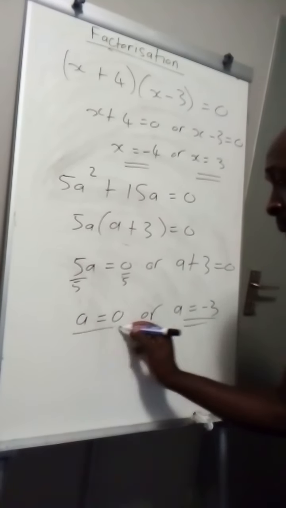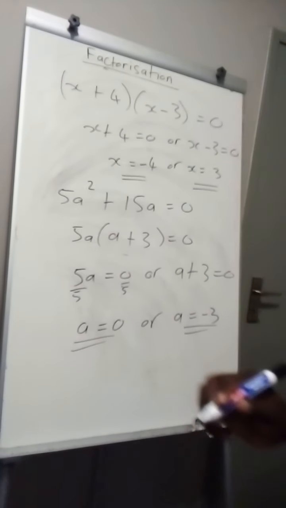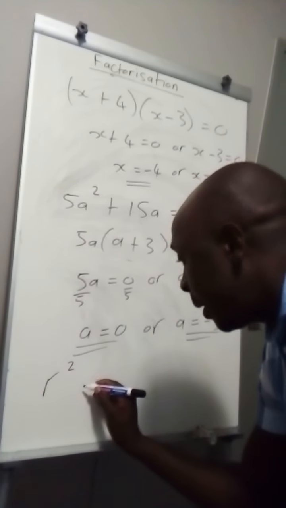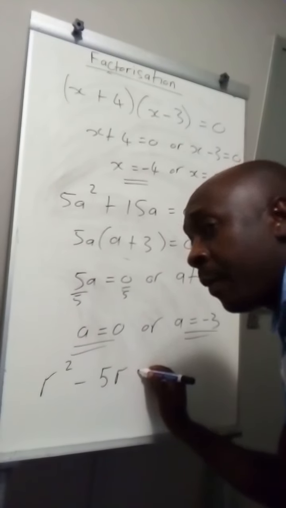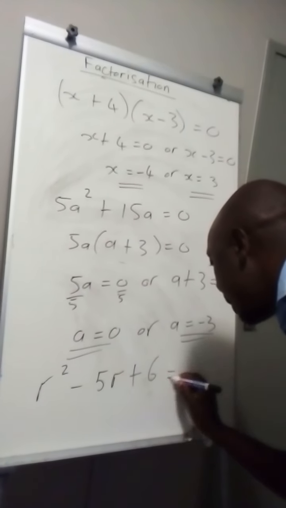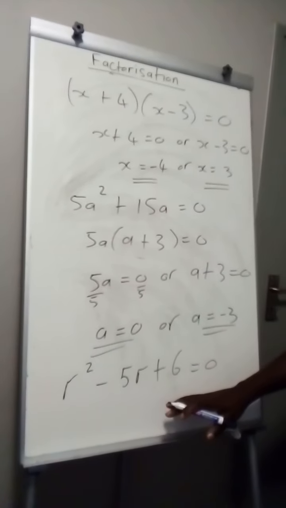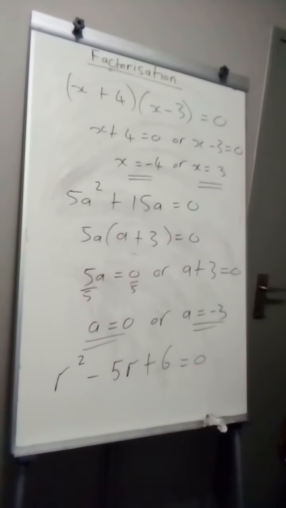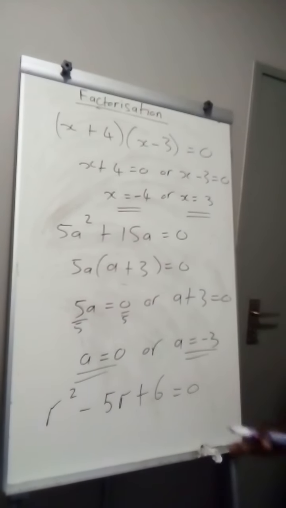So very easy. Now I want you to try this. I want you to handle this in your own space: r squared minus 5r plus 6 is equal to 0. I want you to solve this, and you put it in line with this topic, factorization as well. In this case, we are solving quadratic equations using factors.